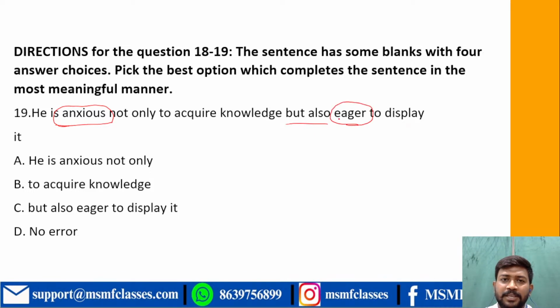So now eager and anxious, these two are the state of beings. So now after not only we should use this anxious. Got it? He is not only anxious to acquire knowledge but also eager to display it. So here you are explaining two things about he. What is that? Anxious, and another one is eager. In such case, you should use these two state of beings after not only, then after but also.